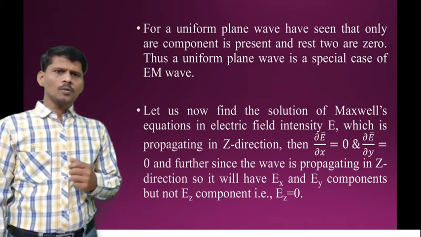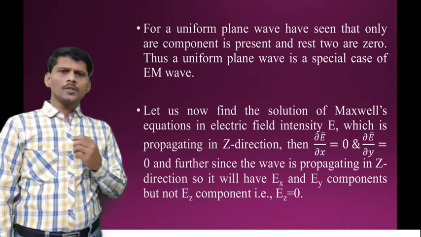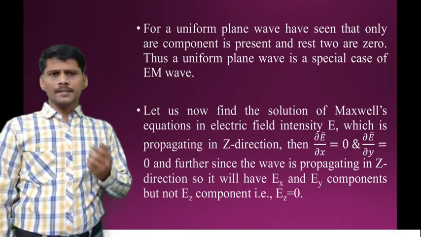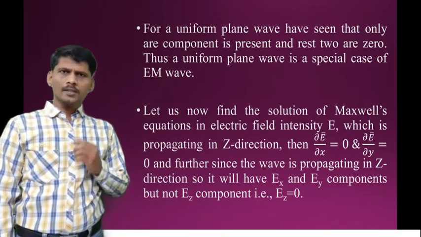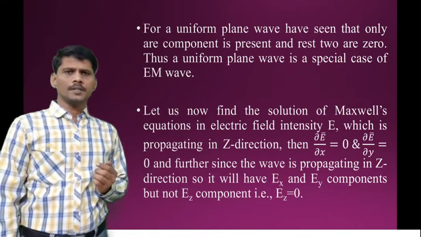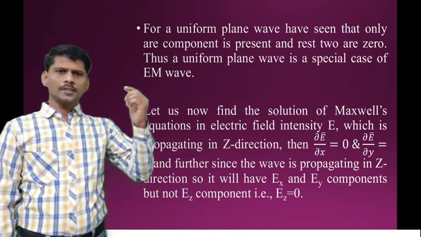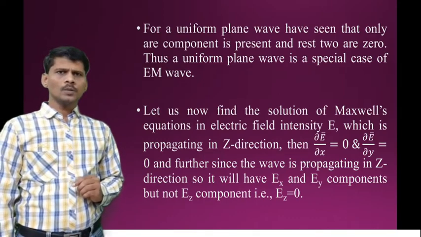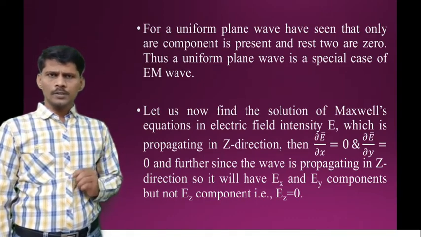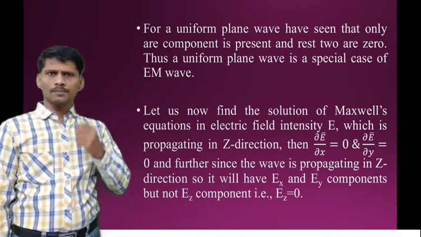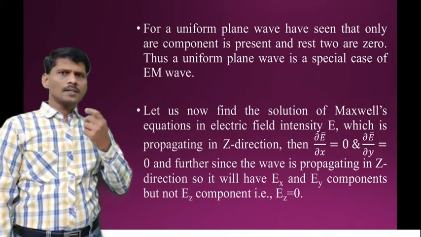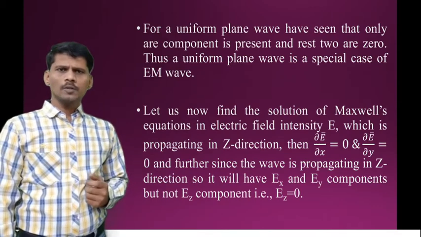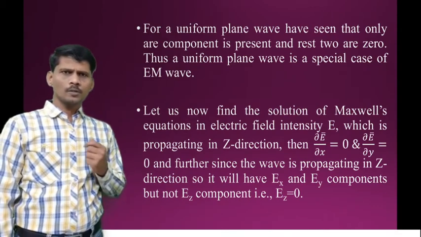So let us now determine the solution of Maxwell's equations in electric field intensity and magnetic field intensity. If the electric field intensity and magnetic field intensity are propagating in the z direction, then dou E bar by dou x is equal to 0 and dou E bar by dou y is equal to 0 in case of electric field intensity. Similarly, in magnetic field intensity, dou by dou x is equal to 0 and dou by dou y is equal to 0.